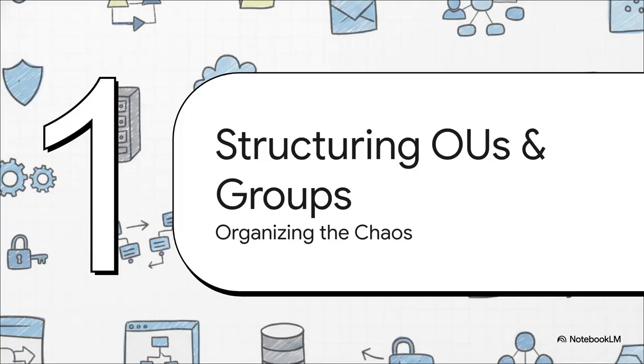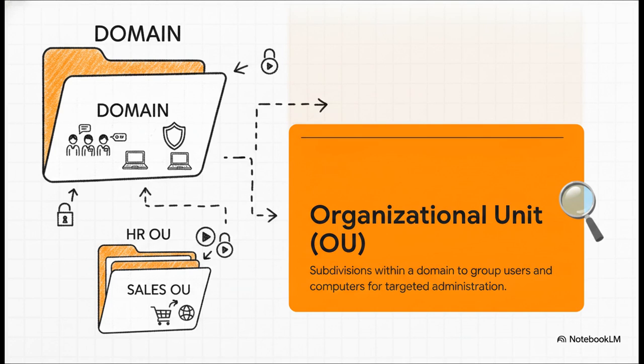Moving on to Section 5, Structuring OUs and Groups, Organizing the Chaos. We organize all of this using organizational units, or OUs. Think of OUs as the folders and subfolders within your company's Active Directory. You basically create OUs to mirror your actual business structure. For example, the HR department requires completely different security permissions, software deployments, and access rights than, say, the sales team.